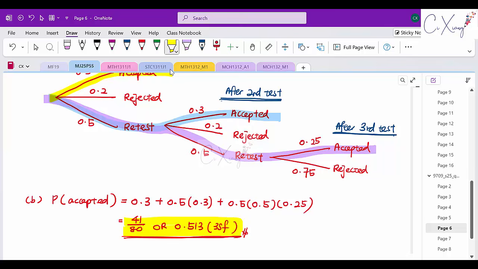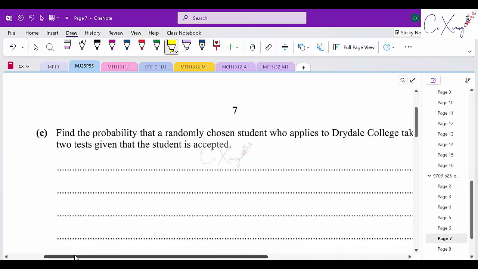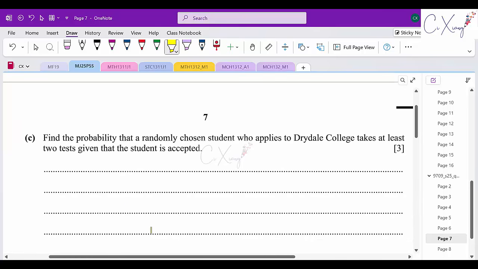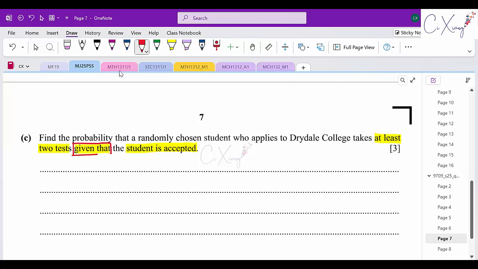Alright, so this is what you have for part B. Then let's continue to part C. The probability that a randomly chosen student who applies for this college takes at least 2 tests, given that the student is accepted. Okay, so to me, one of the very important keywords here is "given that", and this tells you it is actually a conditional probability.